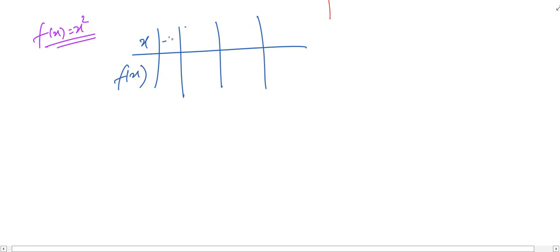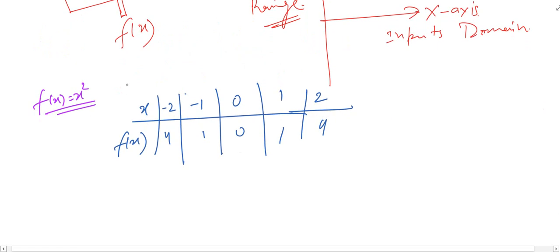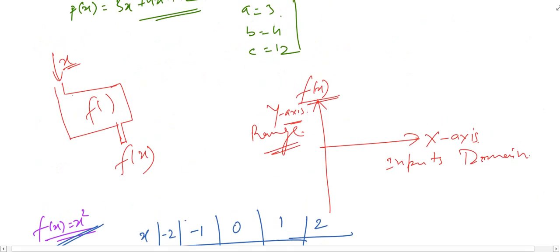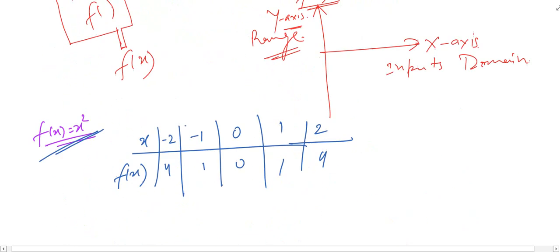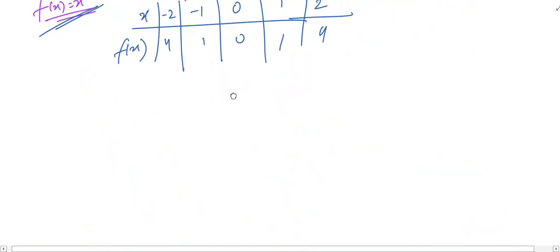What if we put -2? We get 4. We put -1, we get 1. We put 0, we get 0. We put 1, we get 1. We put 2, we get 4, right? Like this. Before moving ahead, we should confirm that this f(x) is a quadratic function, right? We have discussed why x² is a quadratic function, because it matches the general form of a quadratic function, right? So let's plot it.